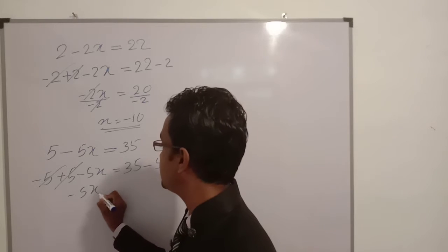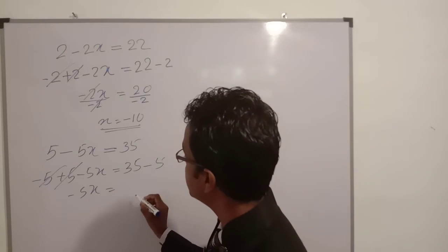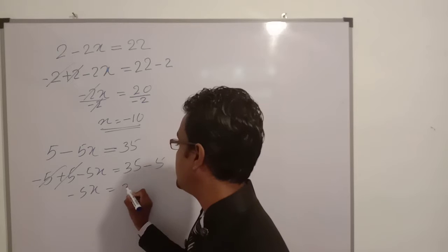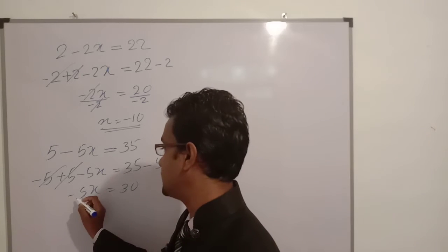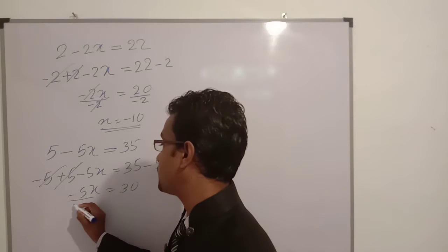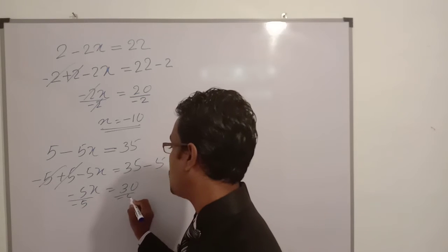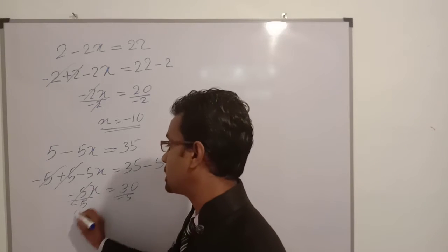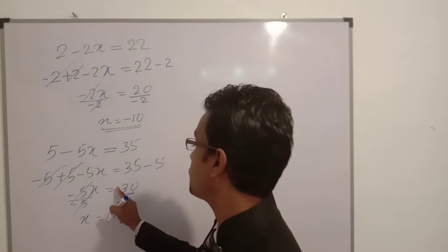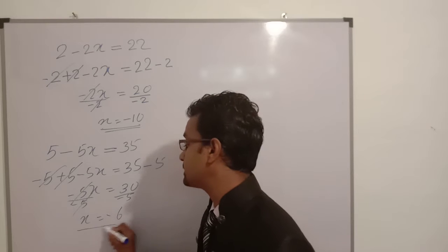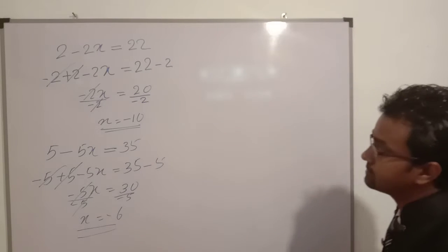Negative 5x is equal to 35 minus 5. 35 minus 5 is 30. Now we want x. For that, let's cancel minus 5, divide both sides by minus 5. Minus 5 cancels out. X is equal to 6, and it is positive divided by negative. Negative 6 is the answer. Negative 6 is the answer.